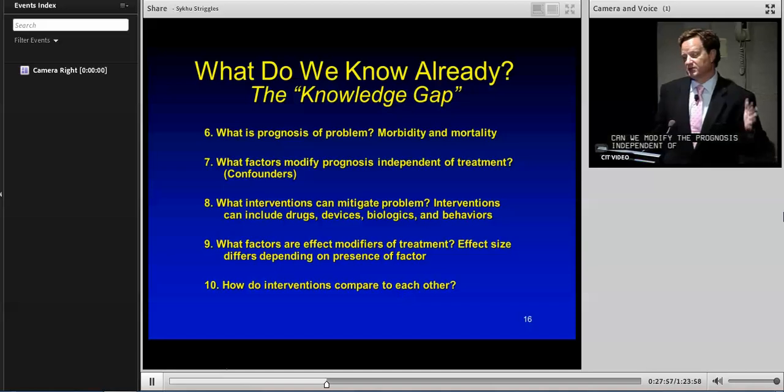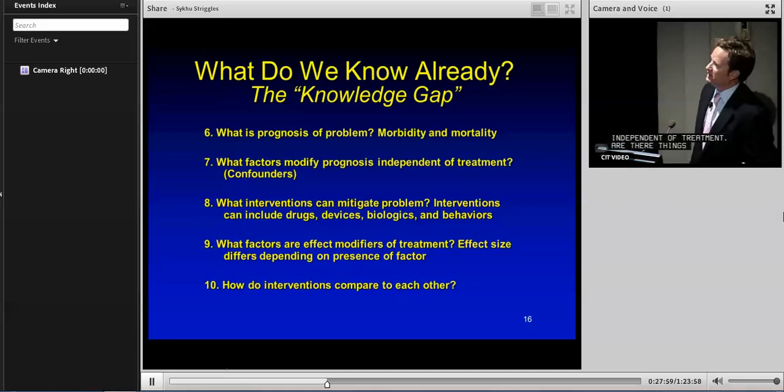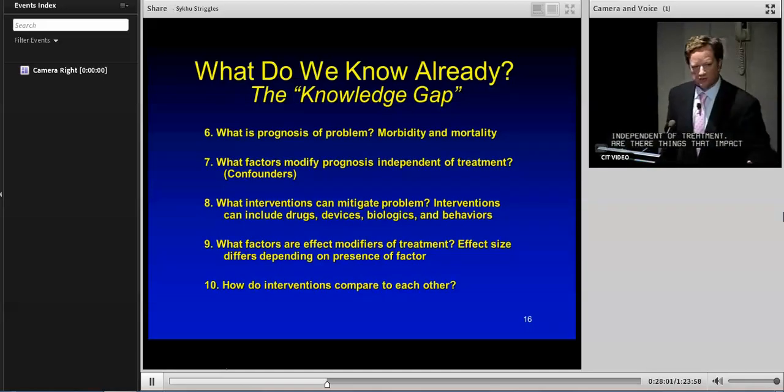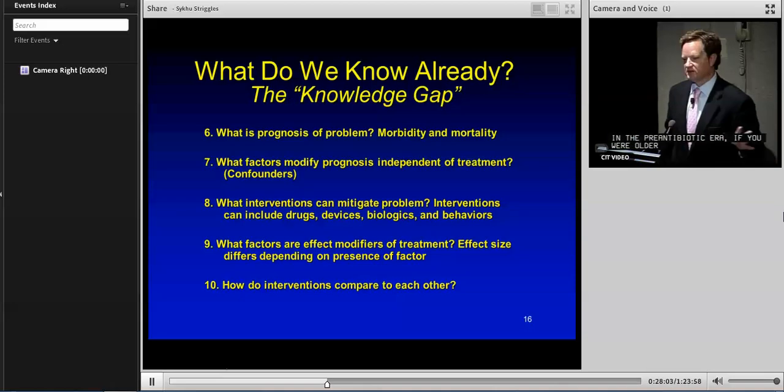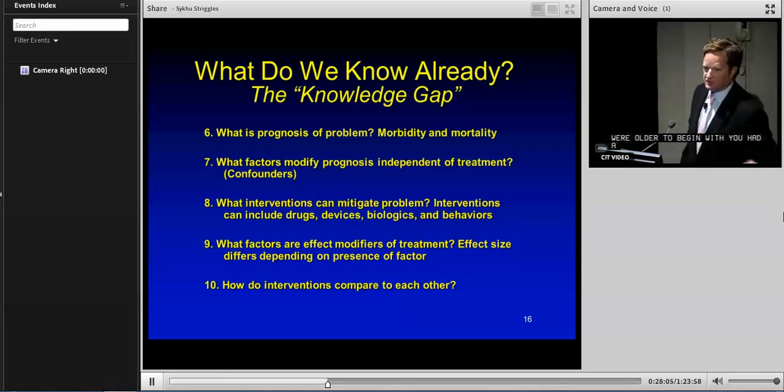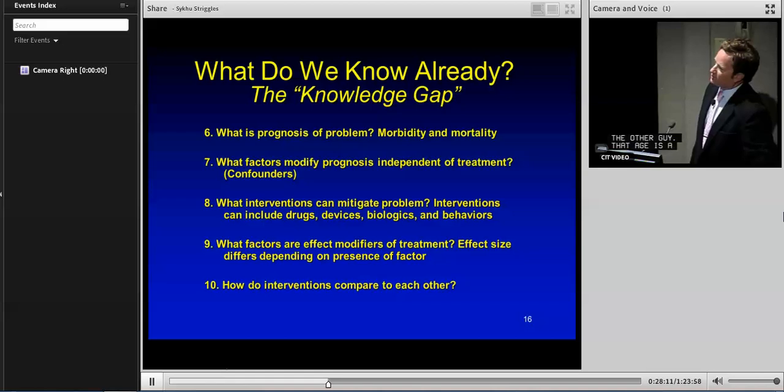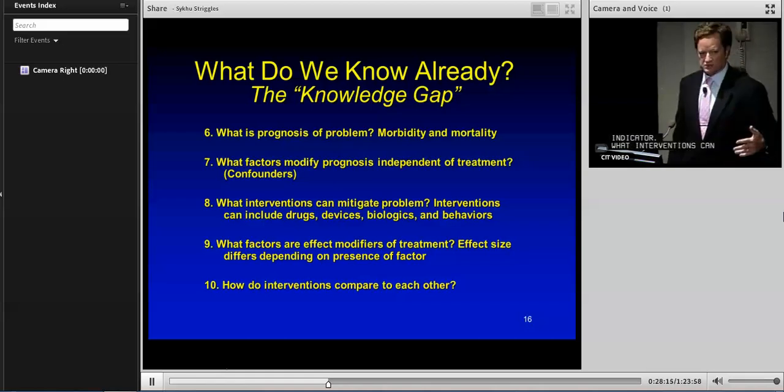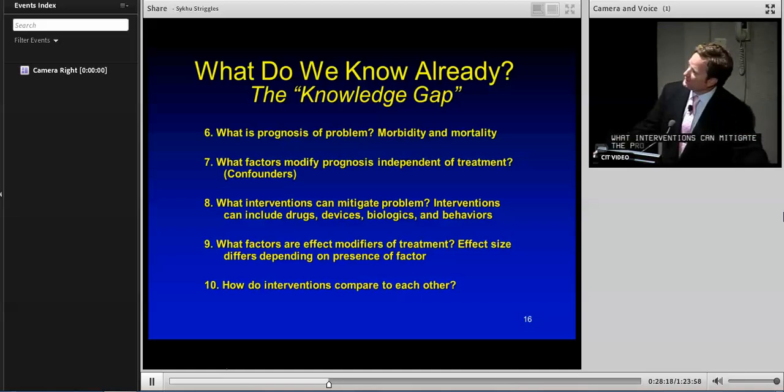So for instance, I said in the pre-antibiotic era, if you were older to begin with, you had a worse outcome with pneumonia, even if you had the same organism and looked just like the other guy. That age is a prognostic indicator. What interventions can mitigate the problems? And interventions can include not just drugs, but also certain behaviors. Are there things that we can do? And oftentimes, for instance, in the obesity epidemic, we like to talk about drugs when, in fact, diet and exercise are two things that can be very helpful.